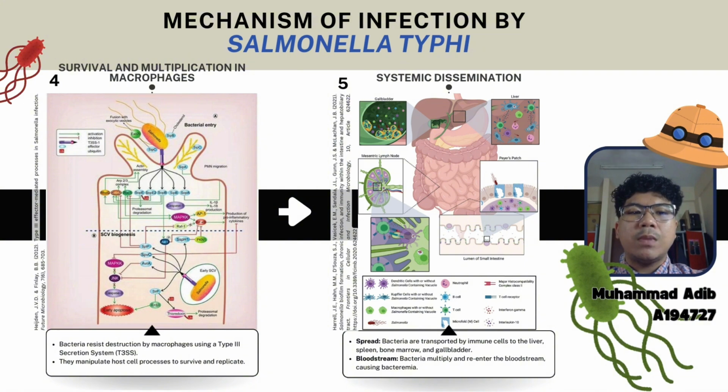Once Salmonella typhii has multiplied inside macrophage, it uses these immune cells as transport vehicles to spread throughout the body. The bacteria are carried to key organs like the liver, spleen, bone marrow, and gallbladder, where they colonize and replicate further. After reaching these sites, the bacteria re-enter the bloodstream, causing bacteremia. This systemic spread leads to characteristic symptoms of typhoid fever, including prolonged high fever, abdominal pain, and systemic inflammation.